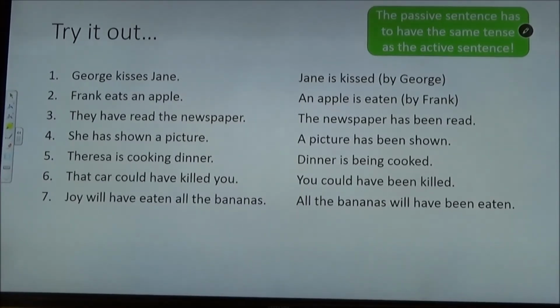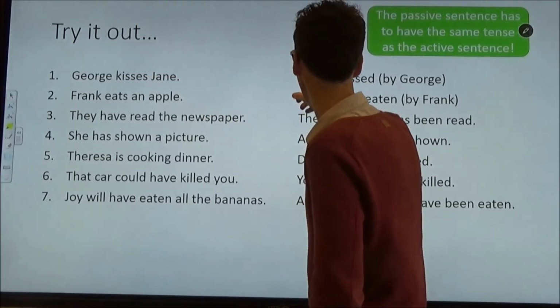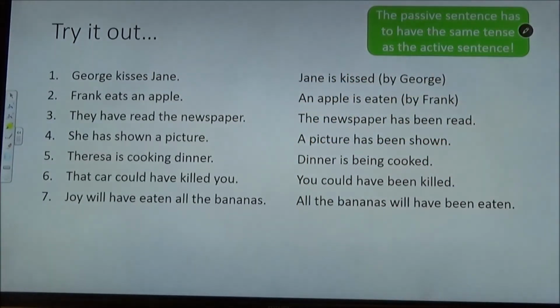Yeah? I think you take the direct object and turn it into the subject. Yeah, you take the direct object and change it into the subject. Yeah, that's the first step. George kisses Jane, becomes... Jane is the direct object, right? Which becomes the subject. Jane is kissed. But then, what do you do? You take the tense that the initial verb is in and you make it passive. Yeah, yeah. Sounds slightly vague still, but it's in the right direction.